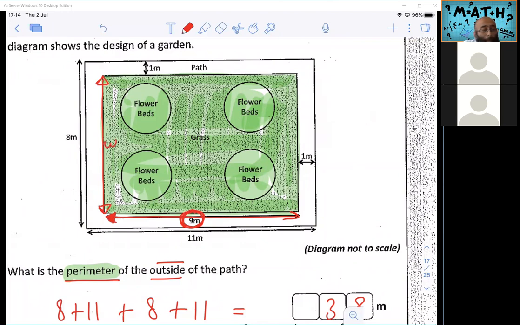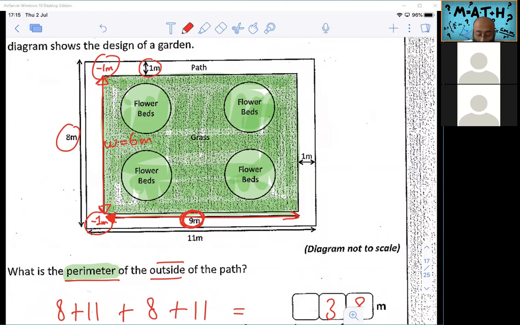What is the width? The width is 7. It's not 7, it's 6. Because you're losing 1 meter here, because there's a gap, and you're losing another 1 meter here, because there's another 1 meter gap there. So you start with 8, and then you minus 1, and then you minus 1 again. So the width is? 6 meters.